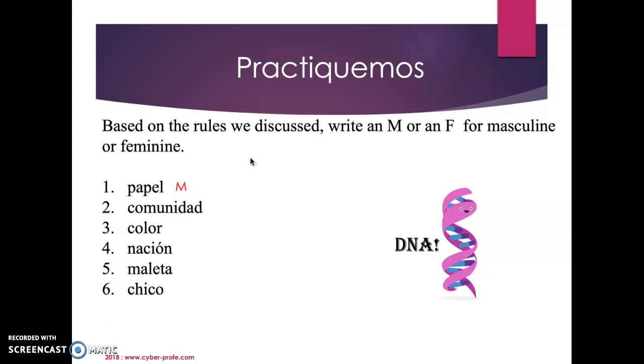Next one, comunidad, it ends in a D. So looking at our rules, remember a feminine noun ends in D, N, or A. So it is going to be feminine and we will put an F. Next one, color. It ends in an R, so think about your rules. R is a consonant and it is not the letter D or N, which means that it is masculine.